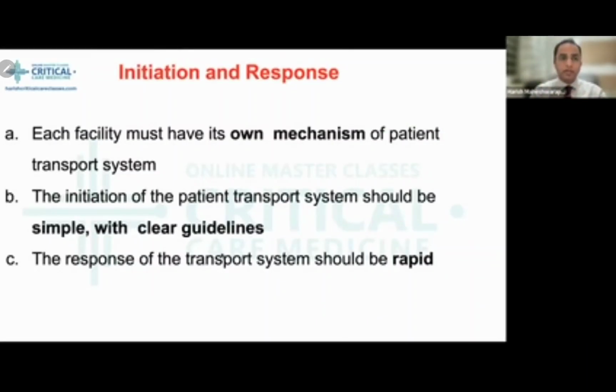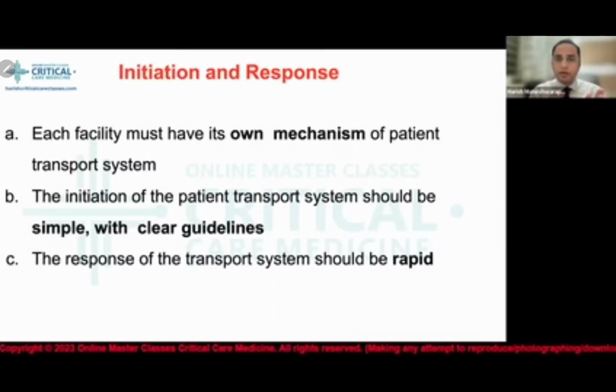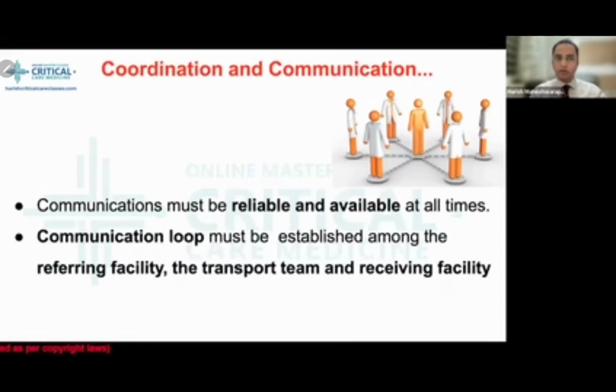So, initiation and response: each facility must have its own mechanism of patient transport system. The initiation of the patient transport system should be simple with clear guidelines. The response of the transport system should be rapid. When you do all the checklists and prepare the patient, it should be rapid, because sometimes that helps in saving a particular organ system. Like in myocardial infarction, we know that time is muscle, time is tissue, time is brain. So we need to be rapid in transferring a particular patient.